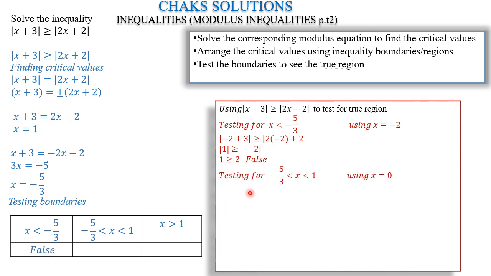Alright, then we go to the next one, testing for minus 5 over 3 less than x less than 1. So we are looking for a number between minus 5 over 3 and 1. We are using x equals 0.